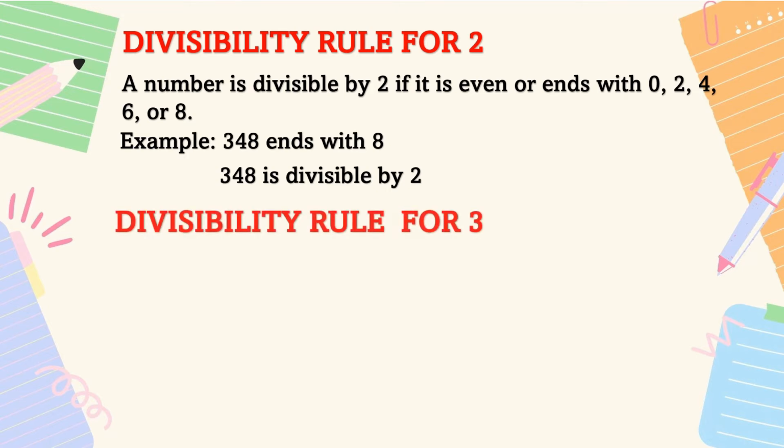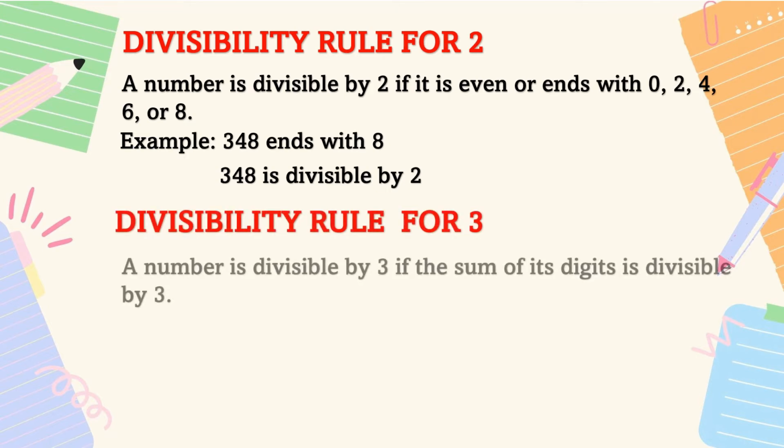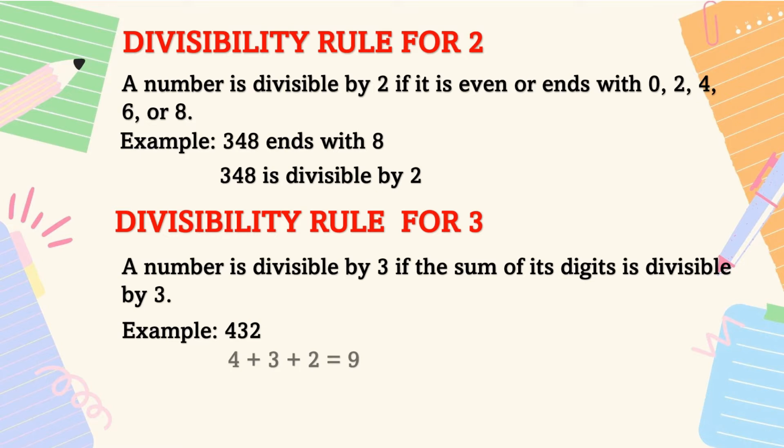Now, let's move to the divisibility rule for 3. A number is divisible by 3 if the sum of its digits is divisible by 3. For example, 432. We will have to add the digits: 4 plus 3 plus 2 is equal to 9. Now, we will divide 9 by 3. 9 divided by 3 is equal to 3. 432 is divisible by 3.